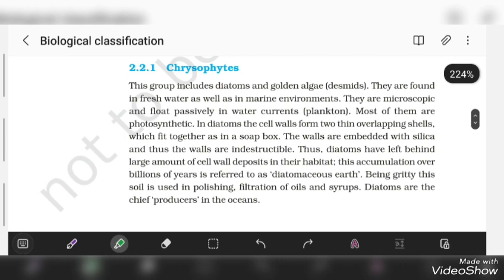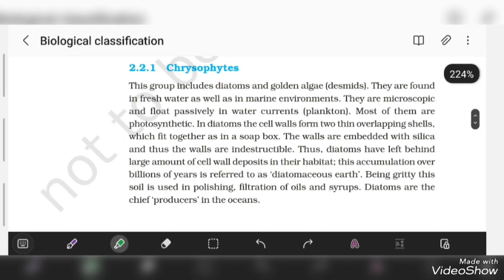In diatoms, the cell walls form two thin overlapping shells which fit together as in a soap box. The walls are embedded with silica and thus the walls are indestructible. Thus diatoms have left behind large amounts of cell wall deposits in their habitat. This accumulation over billions of years is referred to as diatomaceous earth. Being gritty, this soil is used in polishing and in filtration of oils and syrups. Diatoms are the chief producers in the ocean.